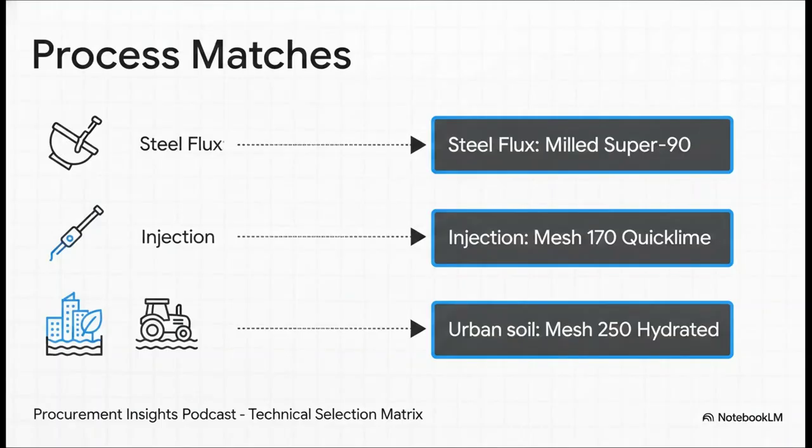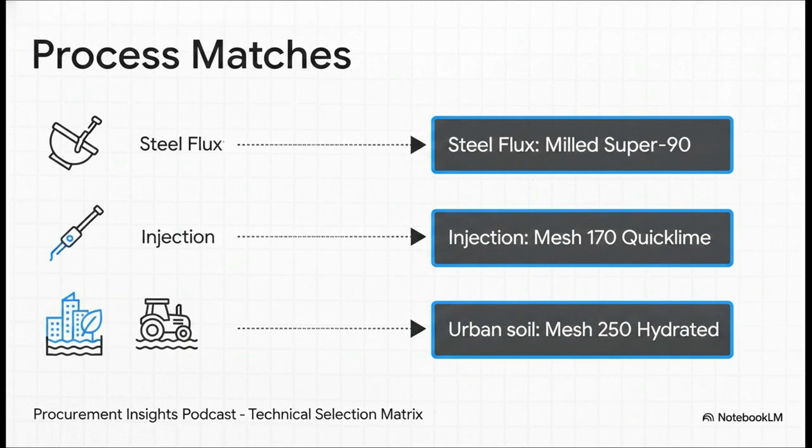Let's connect these specific technical grades directly to some precise engineering requirements. In steel metallurgy, kinetics dictate absolutely everything. You need milled Super 90 quicklime because it dissolves early, which builds a foaming slag faster and shortens the furnace's power on time. If you're using pneumatic injection lances, you've got to have the fine mesh 170 quicklime.